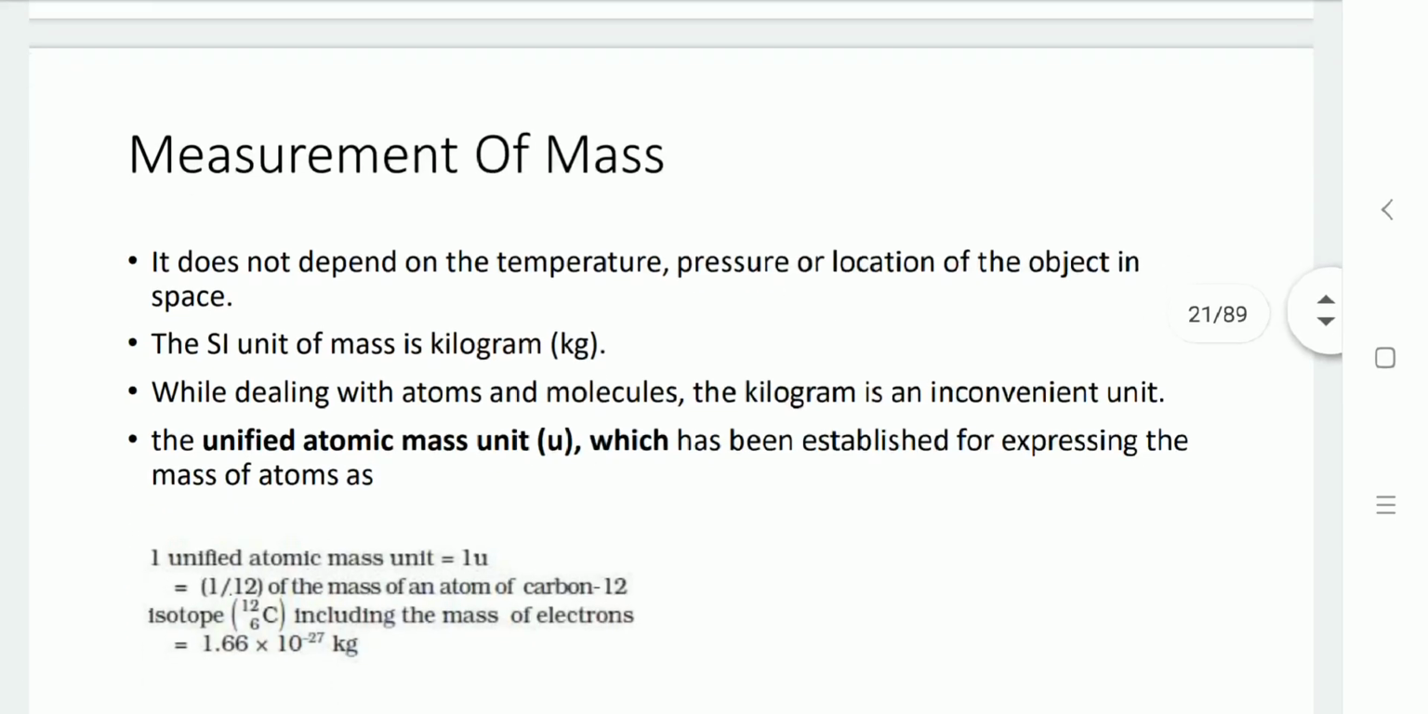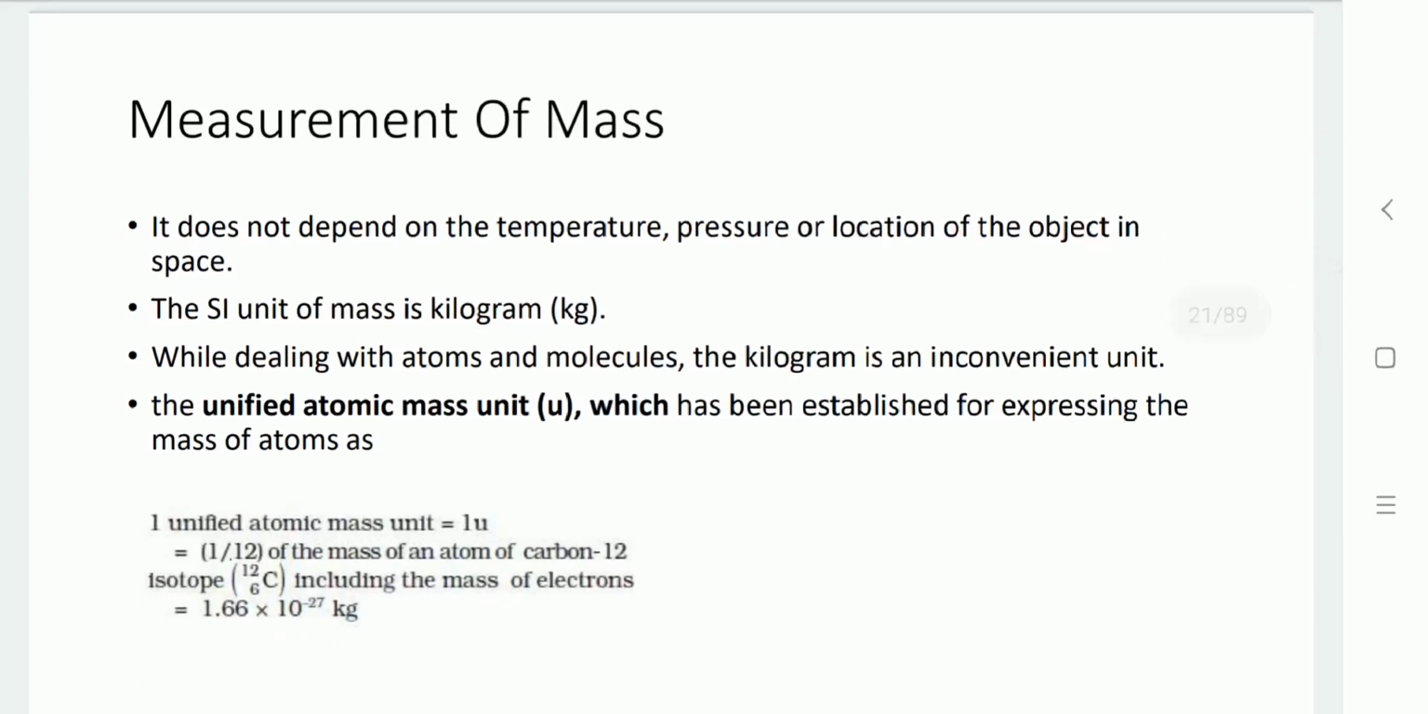Now, let us move further to measure the mass of an object. Generally, the mass of an object remains the same everywhere on the earth. It does not vary, even though temperature, pressure or location varies; the mass of the object remains constant. Its SI unit is the kilogram, and its symbol is a small kg.